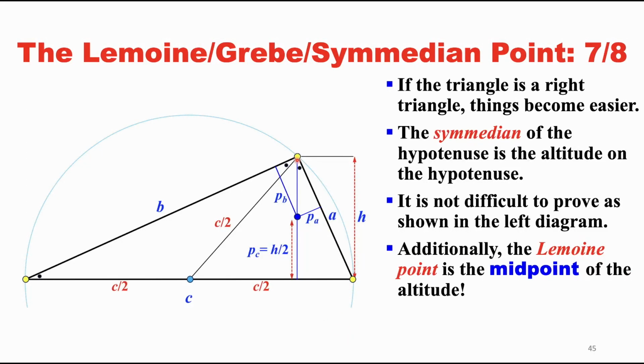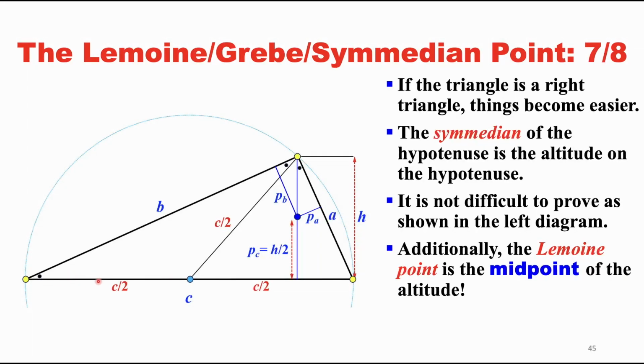The symmedian on the hypotenuse is the altitude on the hypotenuse. So you don't have to compute the symmedian. We just drop a perpendicular from the 90-degree angle to the hypotenuse. The other one is the median. Why is that so? Because this is a right triangle, we are able to construct a circle of radius c over 2, and the center of this circle is at the midpoint of c.